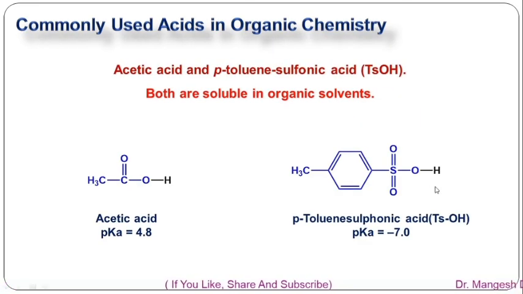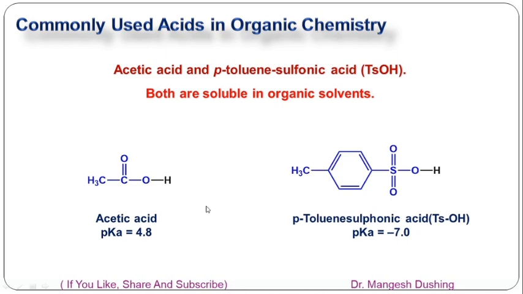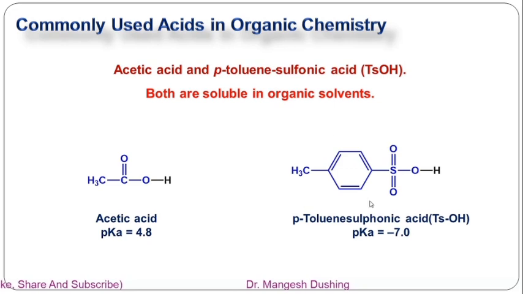Here the O minus, the conjugate base that will be formed after donation of this proton, is stabilized by conjugation with these two pi bonds, whereas in this case there is only one pi bond. So here only two canonical structures are possible, while here three canonical structures are possible. So this conjugate base will be more stabilized by the resonance effect, which makes para-toluene sulfonic acid more acidic as compared to acetic acid.